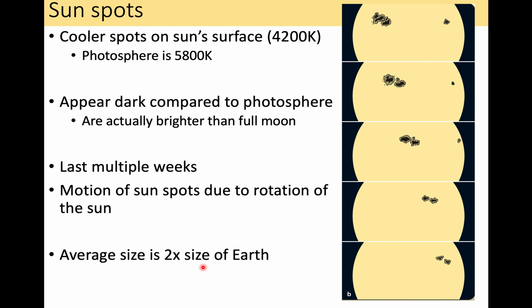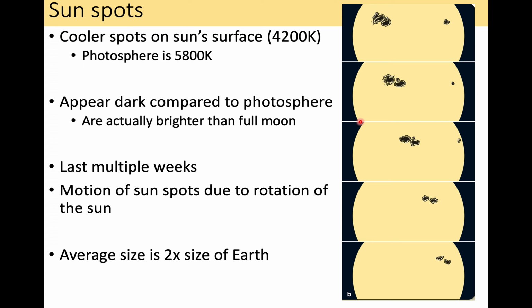So the other thing we can notice about the surface of the sun are called sunspots. Sunspots are spots on the sun's surface that are a little bit cooler than the rest of the photosphere. Sunspots are generally about 4,200 Kelvin, whereas the photosphere itself is about 6,000 Kelvin. So they appear very dark compared to the photosphere, but they're actually still incredibly bright. They're brighter than our full moon. They just aren't as bright as the photosphere itself. So next to the photosphere, they appear very dark.